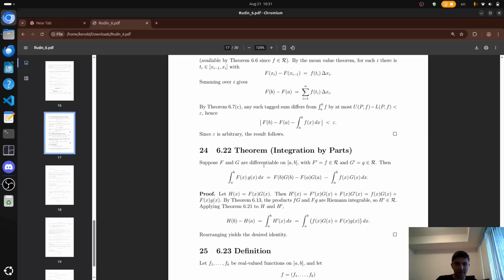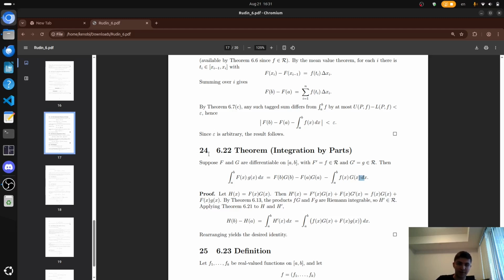And now we have the theorem of integration by parts, which gives you this formula. Basically, the integral from a to b of f(x) G(x) dx is equal to F(b) G(b) minus F(a) G(a) minus the integral from a to b of F(x) g(x) dx. And this is famous in calculus when we say the integral of u dv is equal to uv minus the integral of v du. This is a famous formula.